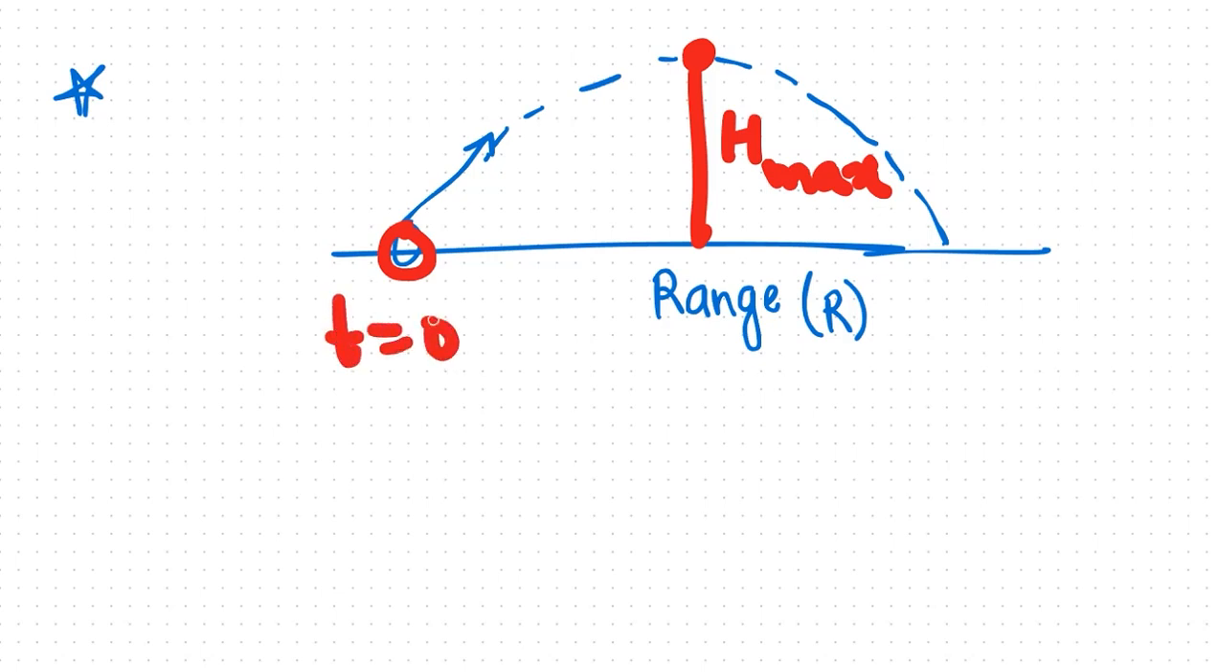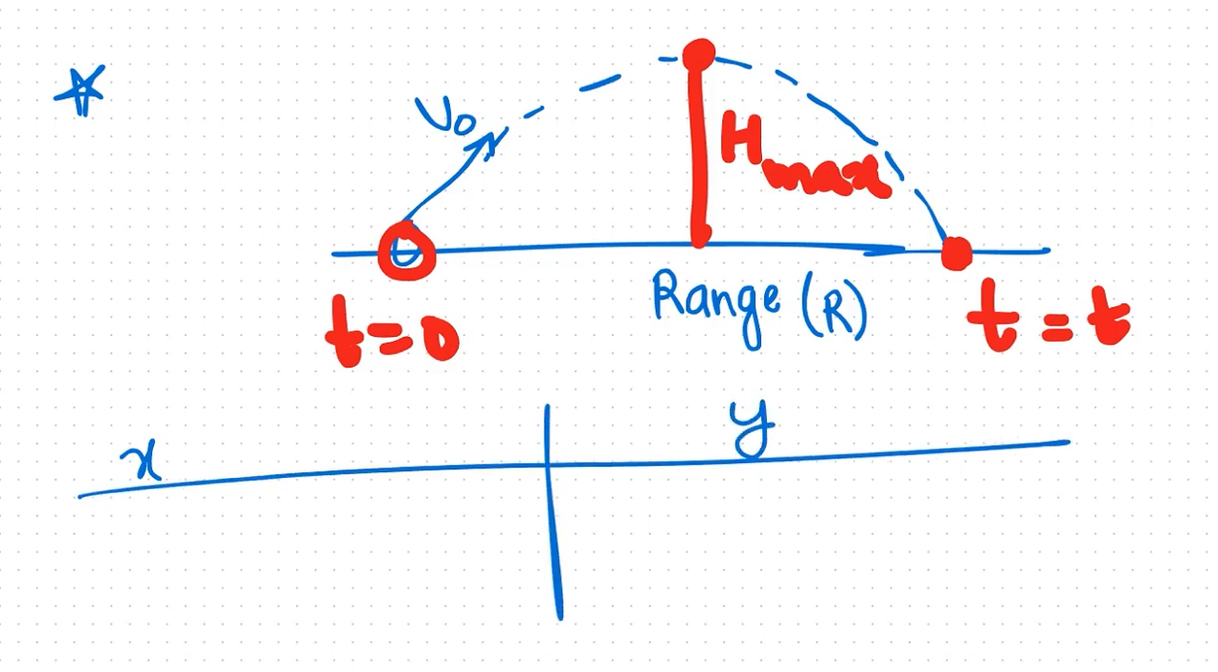Let's say this is t equal to 0, at this instant, just the beginning. Here to here, the time taken is t. Duration is t. Let's say initial velocity is v naught. We already discussed that we deal with two separate, perpendicular directions, x component and y component. So in x direction, velocity doesn't change.